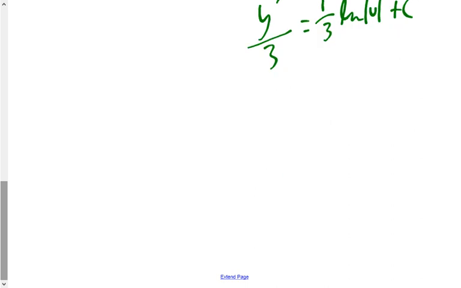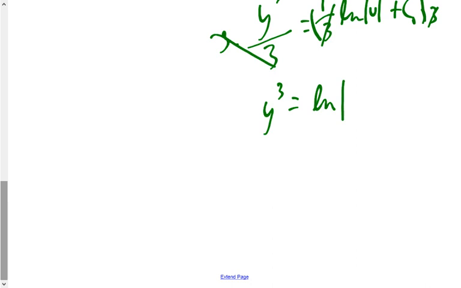So then I get y cubed, and I'm going to multiply both sides by 3, which will take out that, and when I multiply this by 3, and that would be c1. When I multiply that side by 3, those cancel out. 3 times c1 would turn it into c. So I have ln of 3x plus c. There is my general solution.